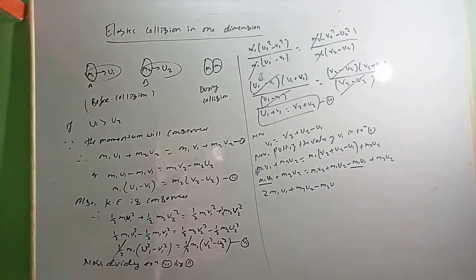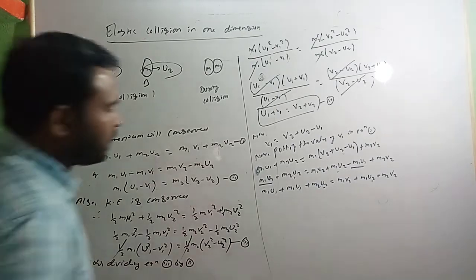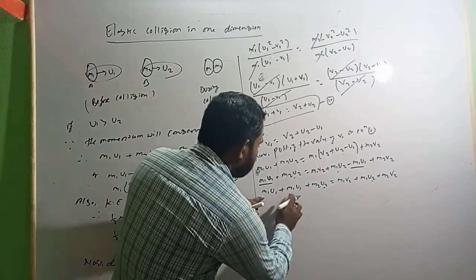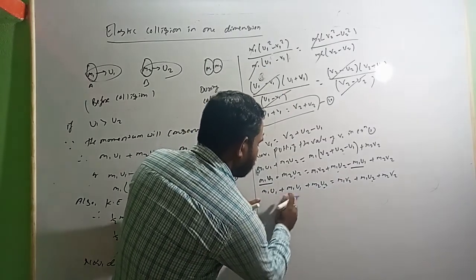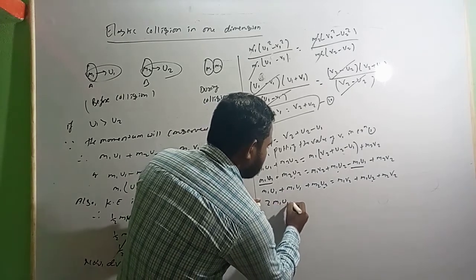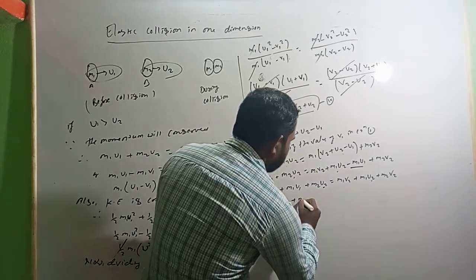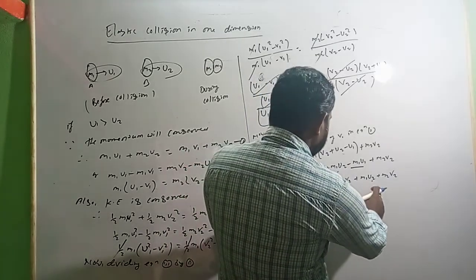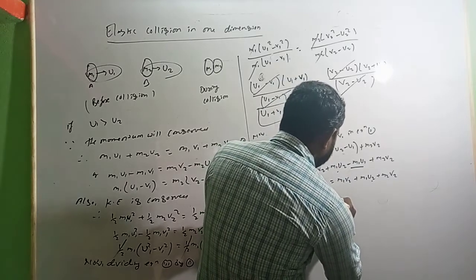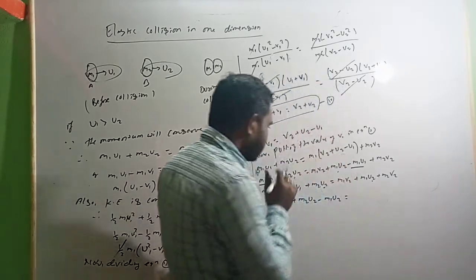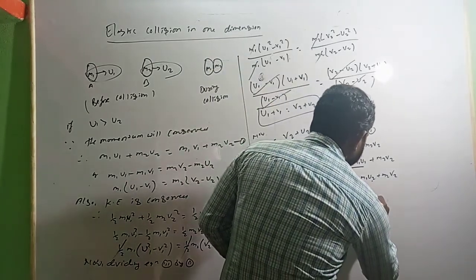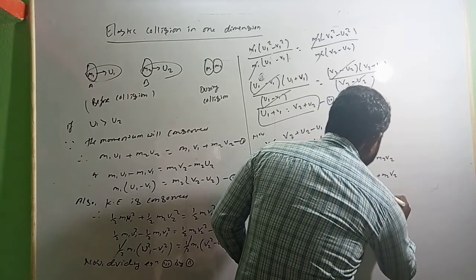Okay, what will you take common here? If you add this one, here will be m1 u1 and here is also, so 2 times you can write m1 u1 plus m2 u2. And on the other side, you can write the left side, m1 u2 equal to, what will you write? Finally you will write these two terms, m1 v2 plus m2 v2.